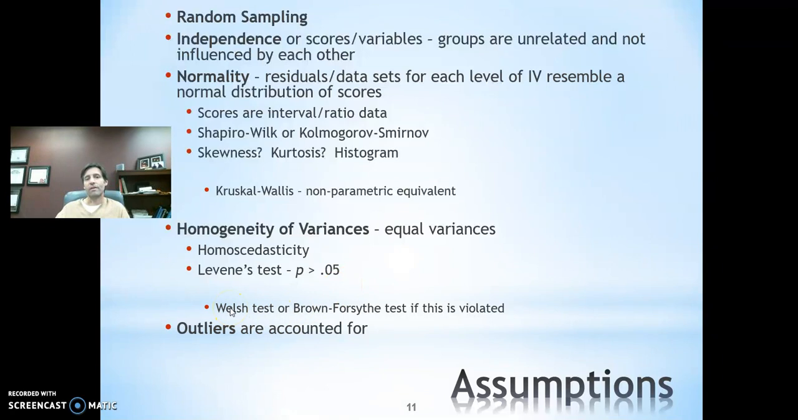Now, if this assumption is violated, please know you can run the Welch test or Brown-Forsythe test. One of the main things to consider as you explore your data is that you account for outliers. It's not necessarily a hard-rule assumption that you won't have any outliers, but you do want to account for them and control for them if you can.